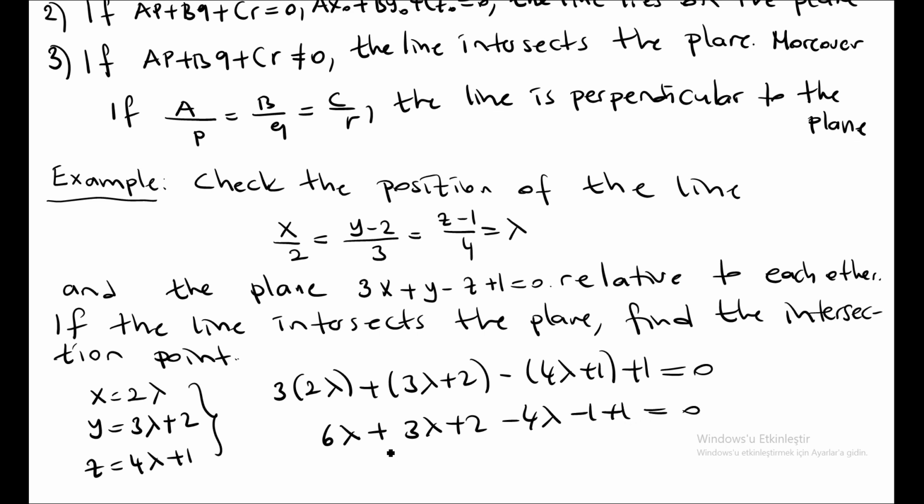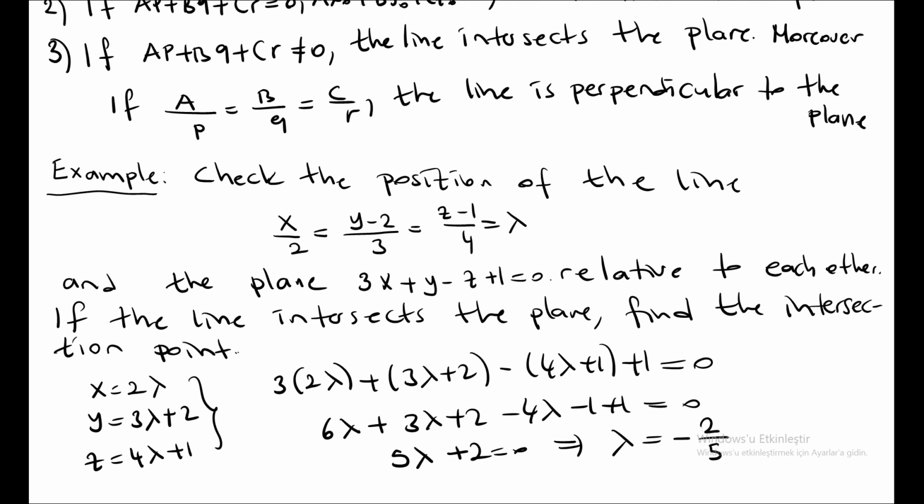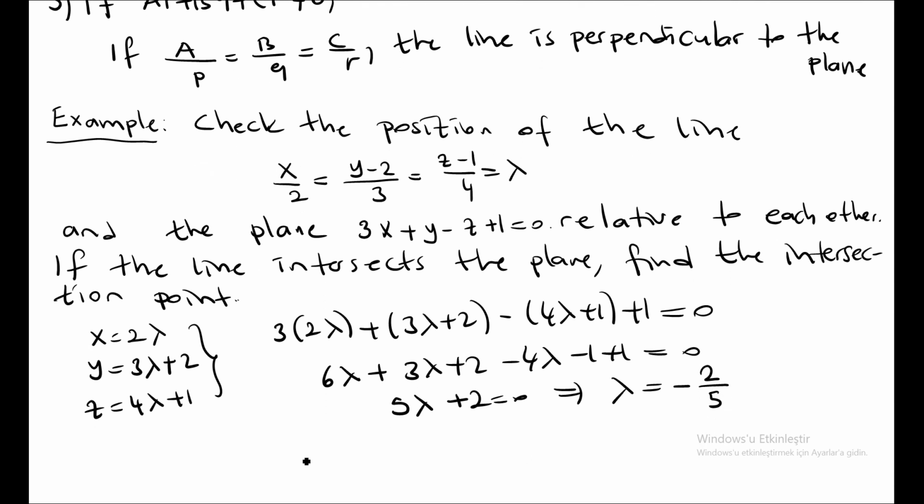So 6, 9, so 5 times lambda plus 2 equals 0. So lambda becomes negative 2 over 5. So this, because we find the lambda, it means the line intersects the plane.